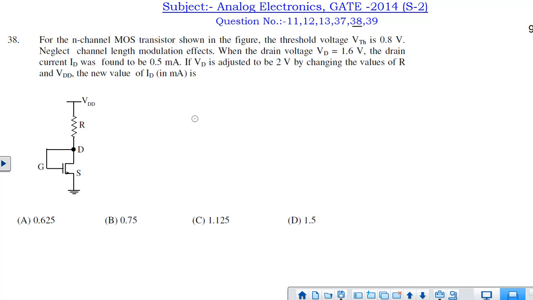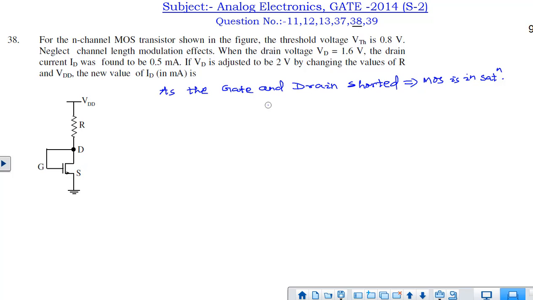Next question is question number 38. In this question, an NMOS transistor is given, and the threshold voltage of the transistor is given. You have to neglect the channel length modulation. In the question, it is given that for drain voltage 1.6 volt, the ID current is 0.5 milliampere, and somehow if the VD is adjusted to 2 volt, that is by changing the value of R and the supply voltage VDD, then what is the new ID current in that case?